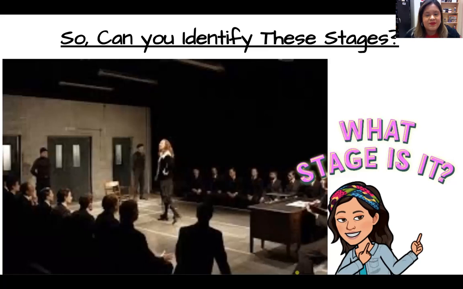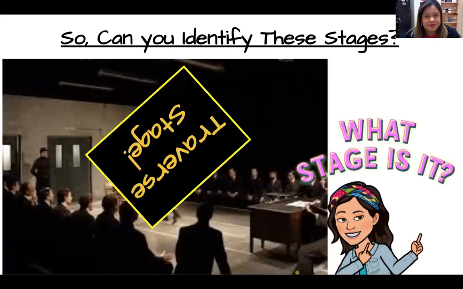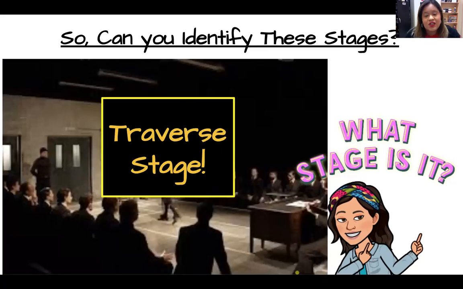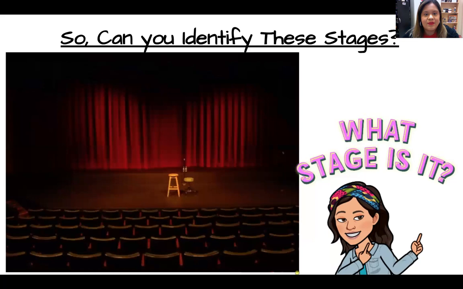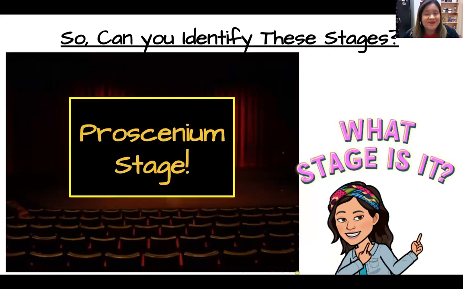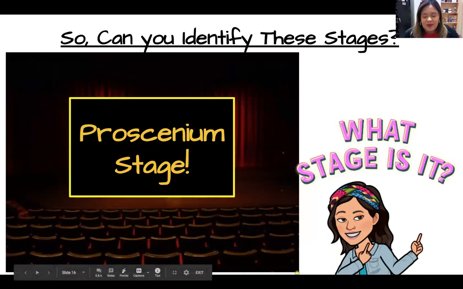What about this one? This one is actually called a traverse. A traverse is when an audience is only on 2 sides. That one's just a bonus one. You don't really see that kind of stage too often. What about this one? It's a proscenium. Audience on one side and grand drape.